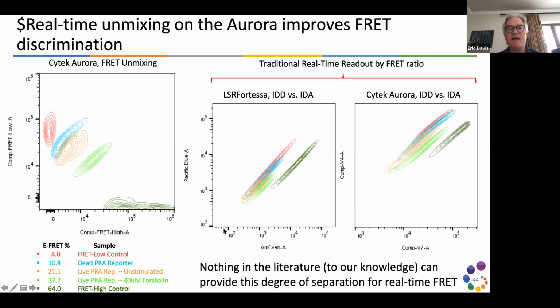The same data, if we were to display in a FRET ratio in real time, doesn't give anywhere near the same degree of separation of the different cell types. And this is true for a conventional cytometer or even on the Aurora using the designated channels as a FRET ratio.